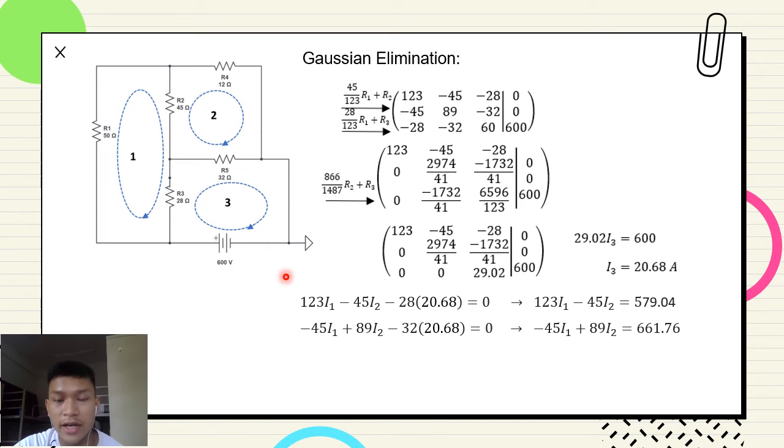To find the value of I3, we need to use the Gaussian elimination method. Here we can see that 29.02 I3 equals 600. Then the value of I3 equals 20.68 ampere. Now we take the value of I3 and substitute it in the first and second equation. Then we got this value.